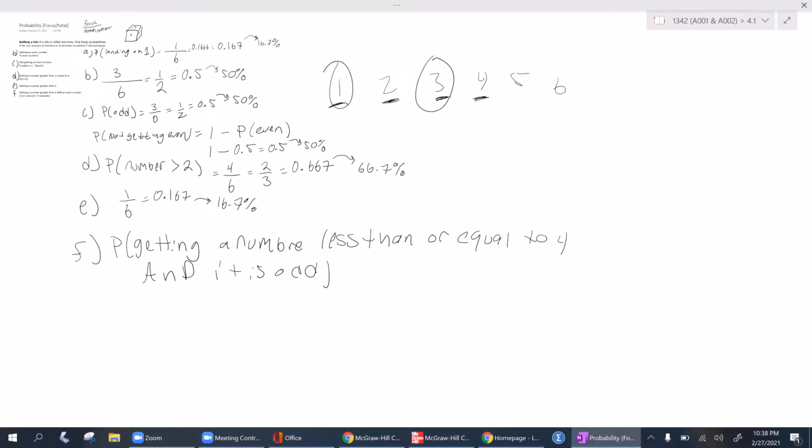So that means the probability is going to be 2 over the total amount, which is 6. And this is 1 over 3. And what is 1 over 3? This is going to be 0.333 or 33.3%.